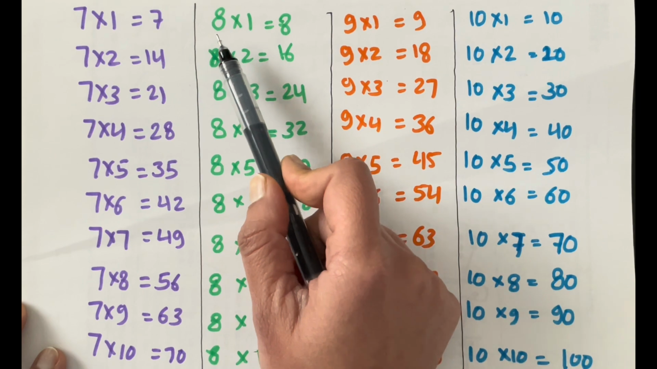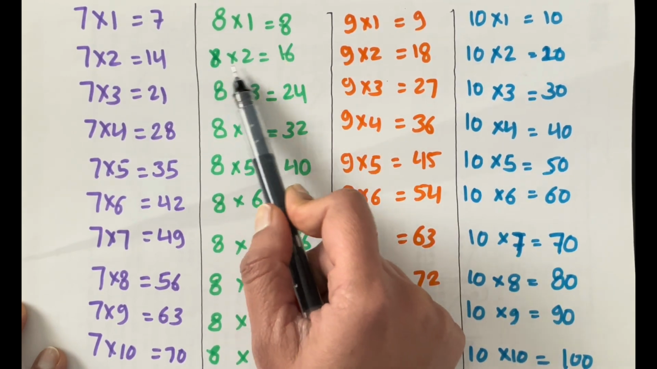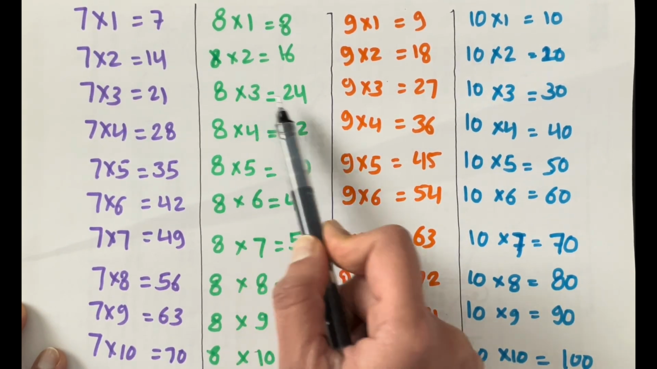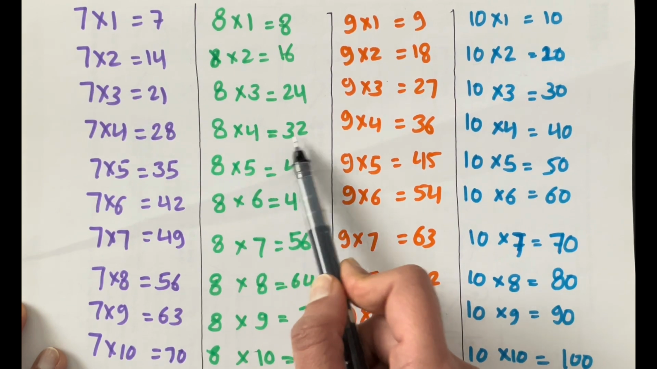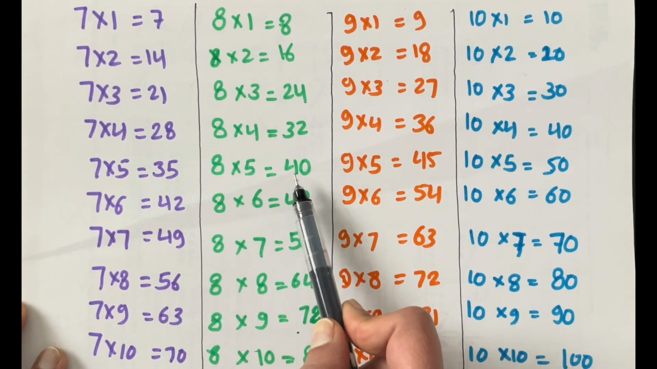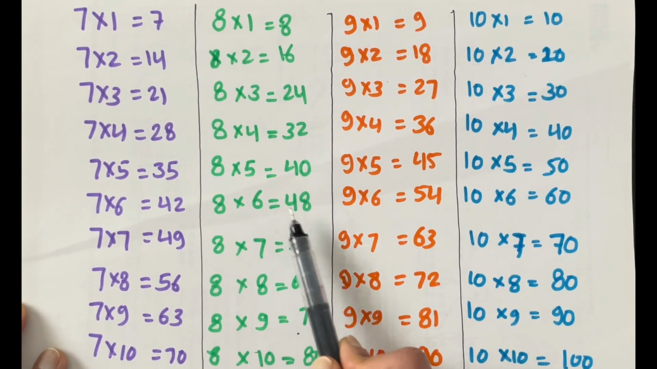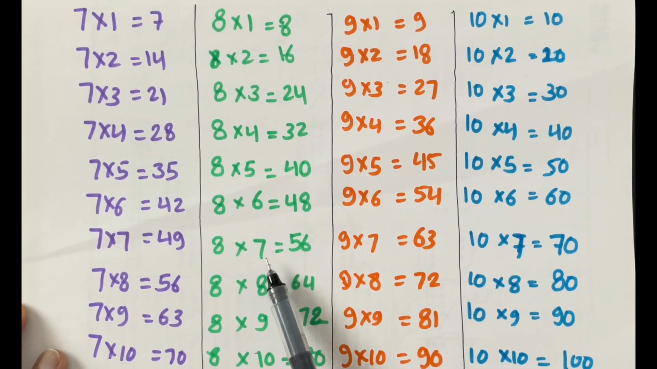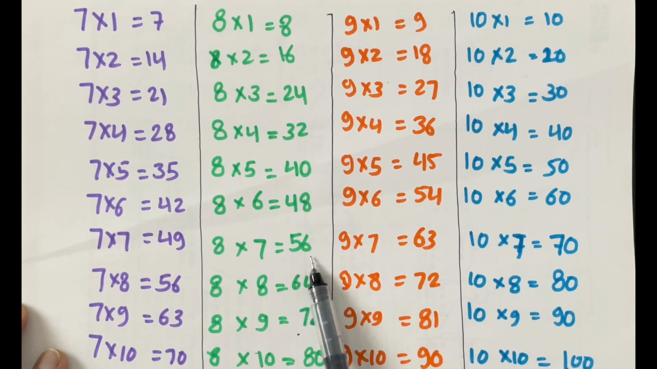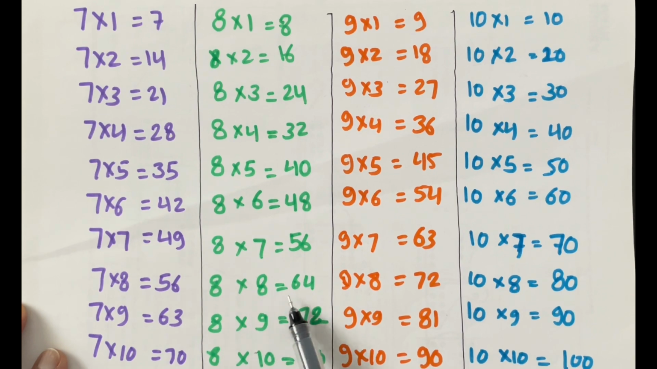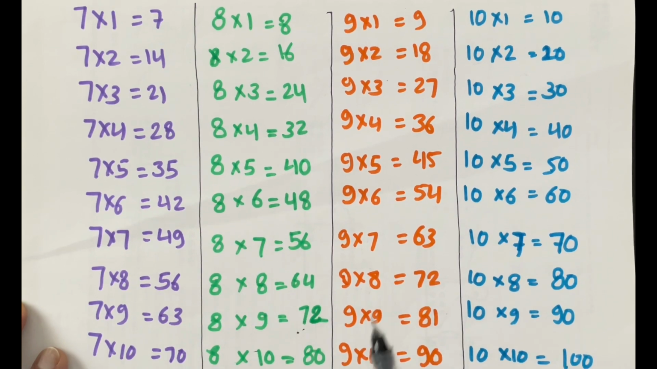Table of 8. 8 times 1 is 8, 8 times 2 is 16, 8 times 3 is 24, 8 times 4 is 32, 8 times 5 is 40, 8 times 6 is 48, 8 times 7 is 56, 8 times 8 is 64, 8 times 9 is 72 and 8 times 10 is 80.